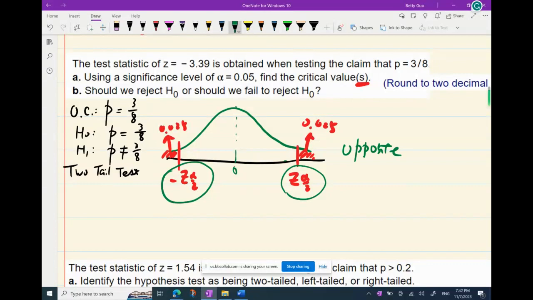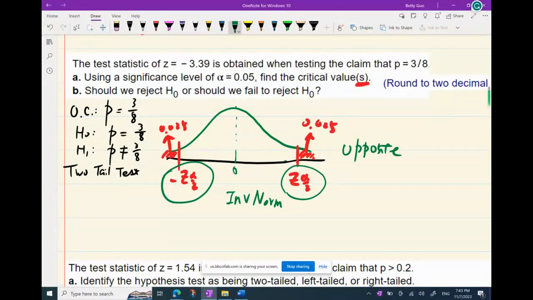Opposites. Once in a while we use knowledge from algebra, like at the very beginning we used percent. Those are formulas from percentage, and now we use the opposites. Okay, so let's go to the calculator. Turn on the calculator, and then we go to second vars. Inverse normal again, because we are looking for the critical value. A critical value is a value, so inverse normal.